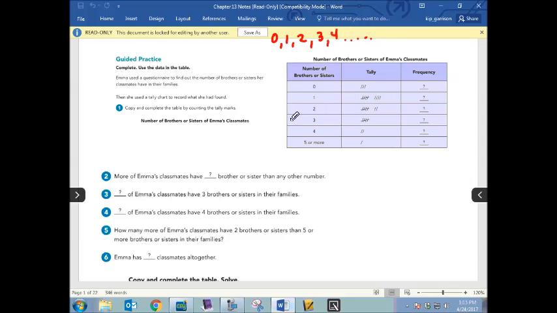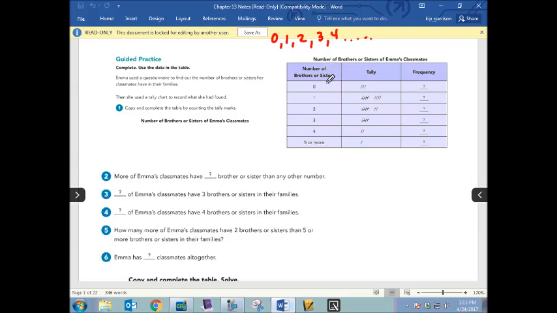You could have any number. Now what Emma did is she asked how many people have 0, 1, 2, 3, 4, or 5 or more. So she cut off at 5 or more. She could have kept going 5, 6, 7, 8, 9, 10, but obviously the majority of people have between 0 and 5 brothers or sisters usually.